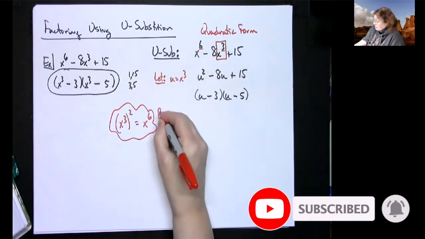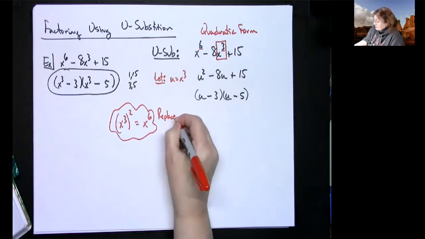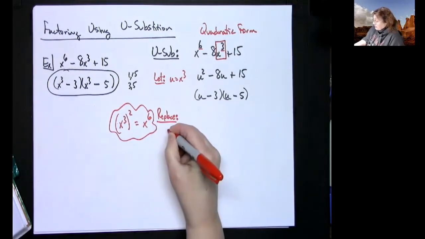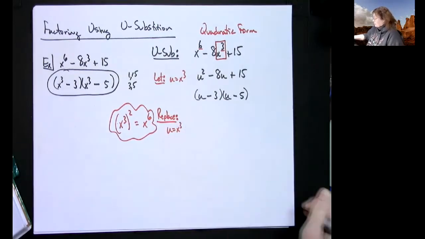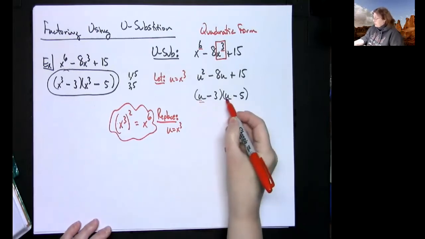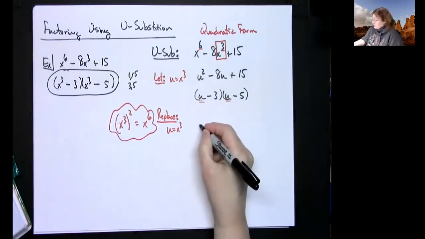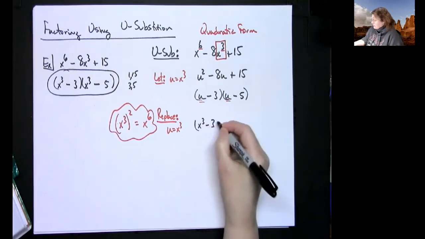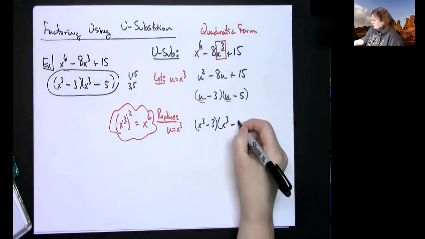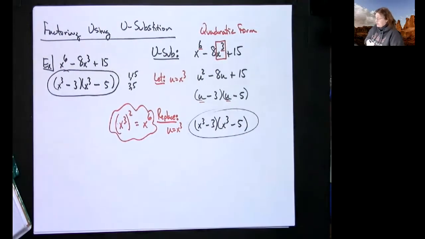So I need to replace U equals x to the third. I'm going to take this U and that U and replace them with x to the third. So x to the third minus 3, and then x to the third minus 5. And yes, we get the exact same answer.